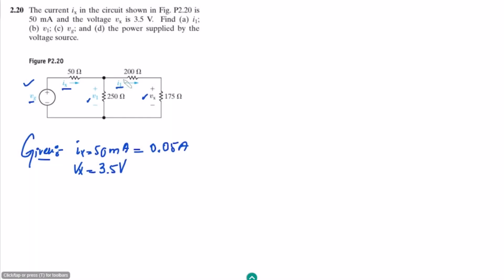In order to solve it, we have to keep one thing in mind: if we have any component, either a passive component or an active component, there are three quantities associated with it. Those are V, I, and R, which are voltage, current, and resistance for a linear element. If any two of them are given, we can find the third one very easily.